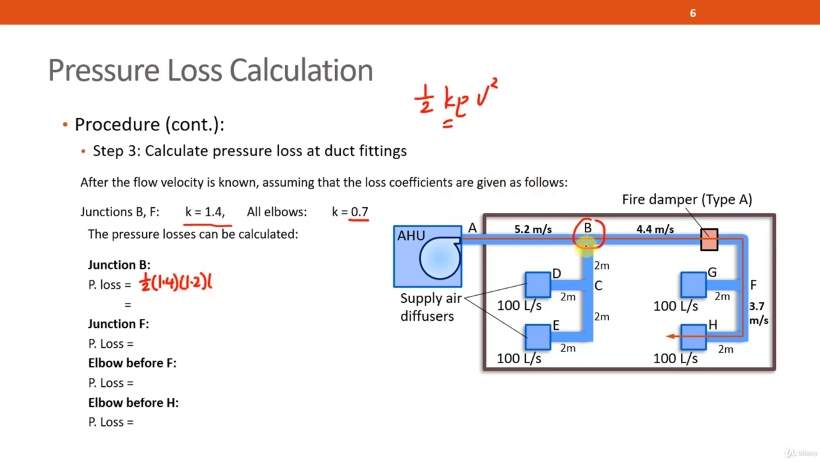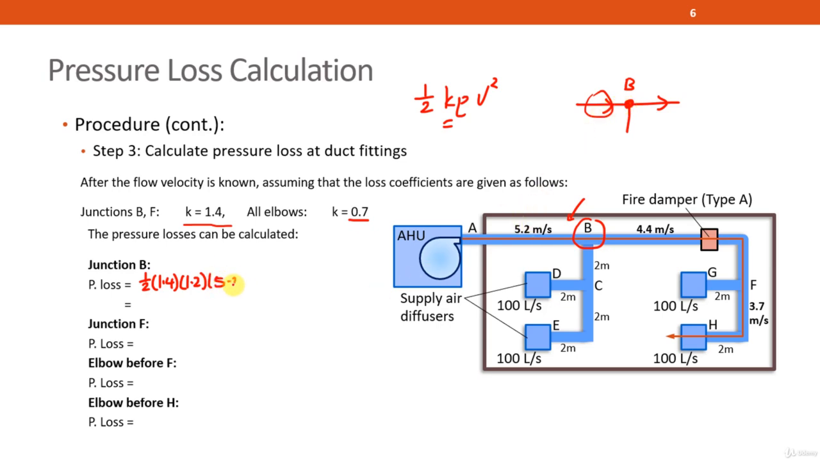Now we have a tricky situation. At junction B, before it enters the junction, the air is traveling at 5.2 meters per second, but after it passes through junction B, it becomes 4.4 meters per second. So which velocity should we use to calculate the pressure loss at junction B? The answer is you will always take the upstream velocity. That means the velocity before it reaches the junction. So in this case, it will be 5.2.